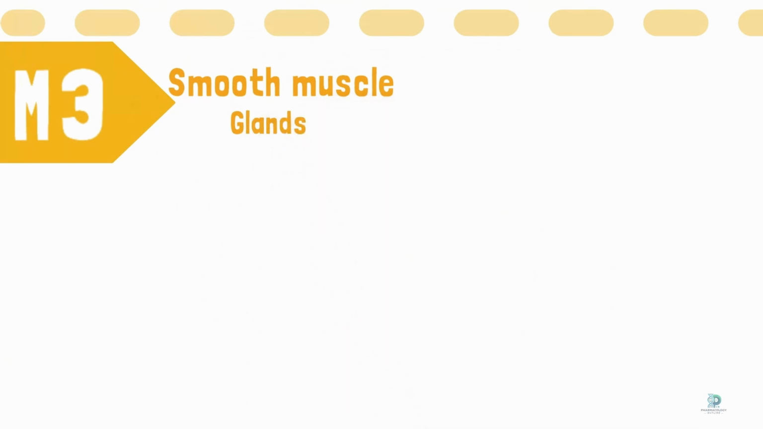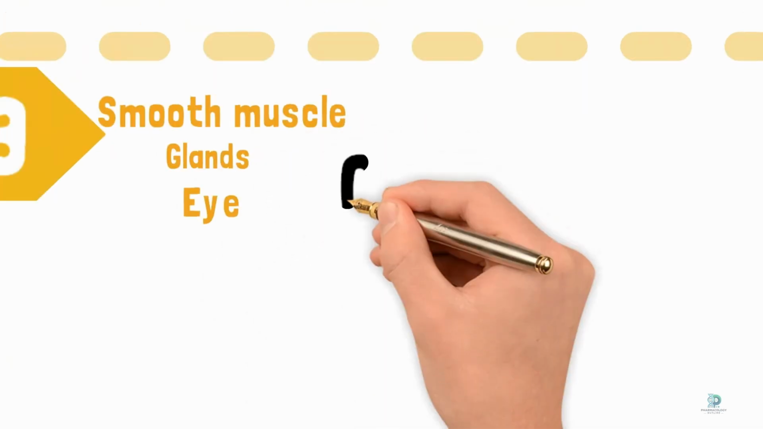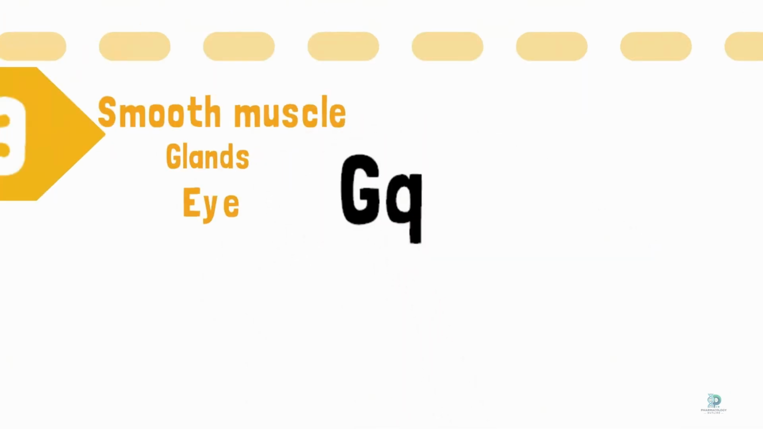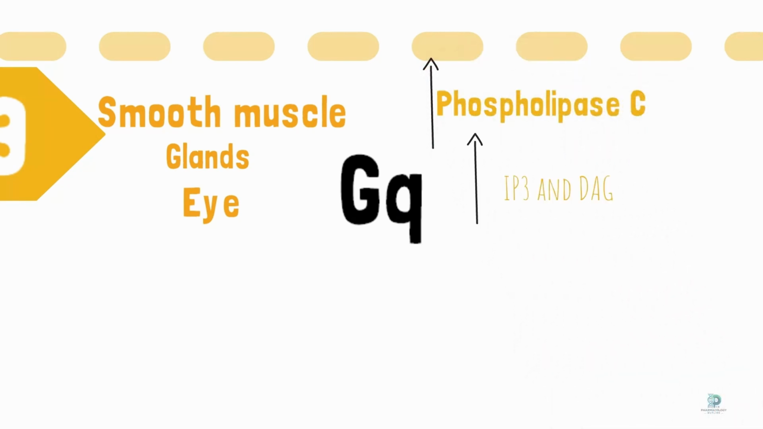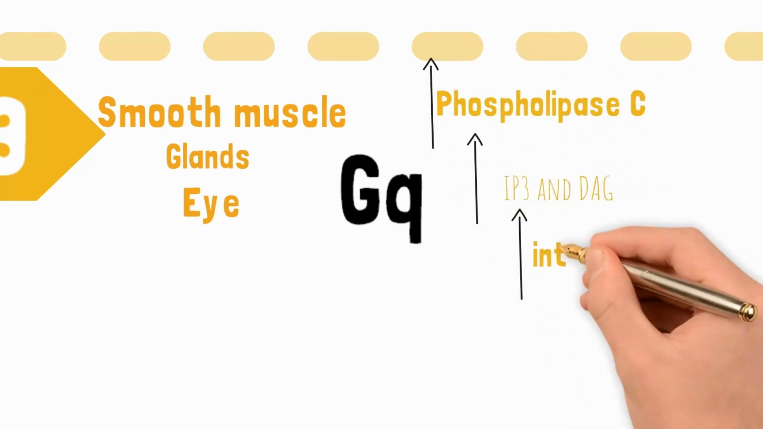M3 receptors. M3 receptors are widely distributed in smooth muscle, glands, and the eye. Signal transduction is Gq second messenger pathway. Like M1, it activates phospholipase C and increases intracellular calcium.